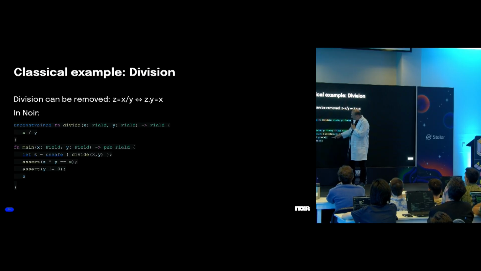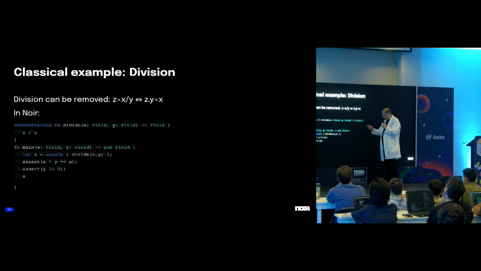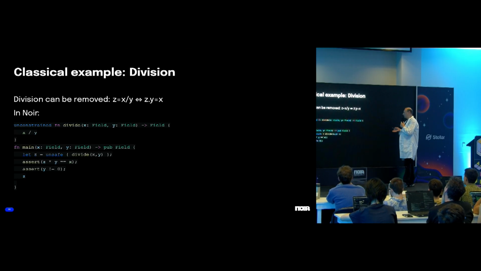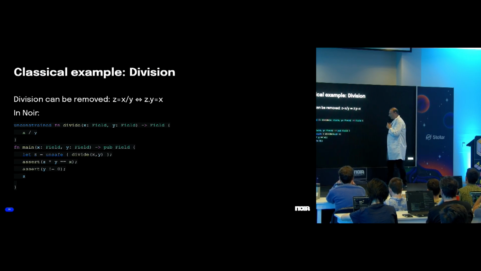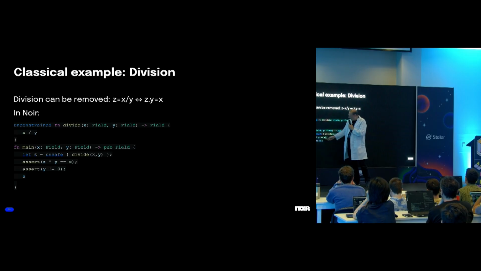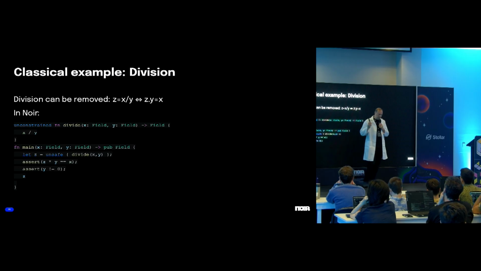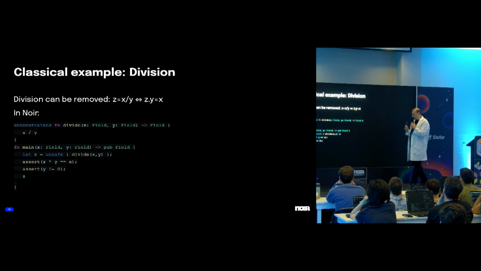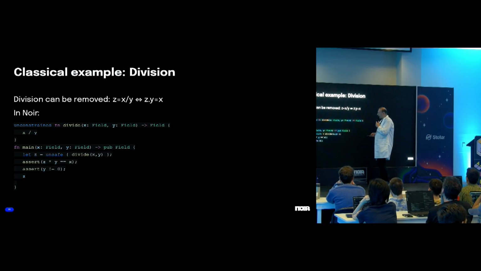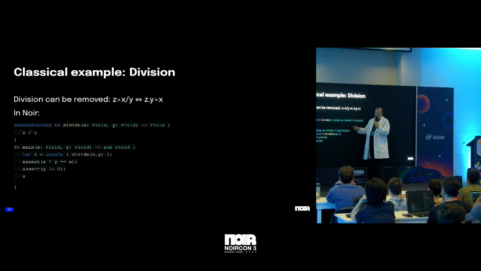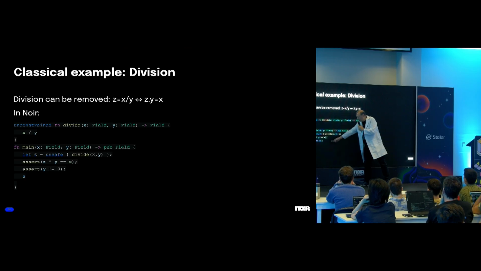To use the unconstrained function, you need to specify it with this unsafe keyword, which tells you that the result of this function is not proven, so it can be anything. Okay, no problem, because I will assert that this relation is true. So this is happening in a circuit. When you use an unconstrained function, you must be very careful because you need to think about all the edge cases. In that case, the edge case is when y is 0, because you are not able to divide by 0. So, okay, no problem. I just assert that y is different than 0, and that's it.